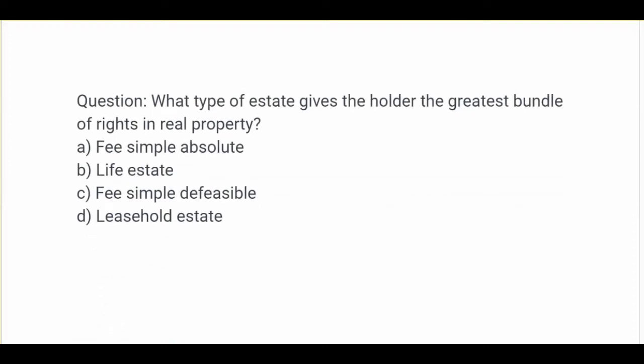What type of estate gives the holder the greatest bundle of rights in real property? A. Fee simple absolute. B. Life estate. C. Fee simple defeasible. D. Leasehold estate.